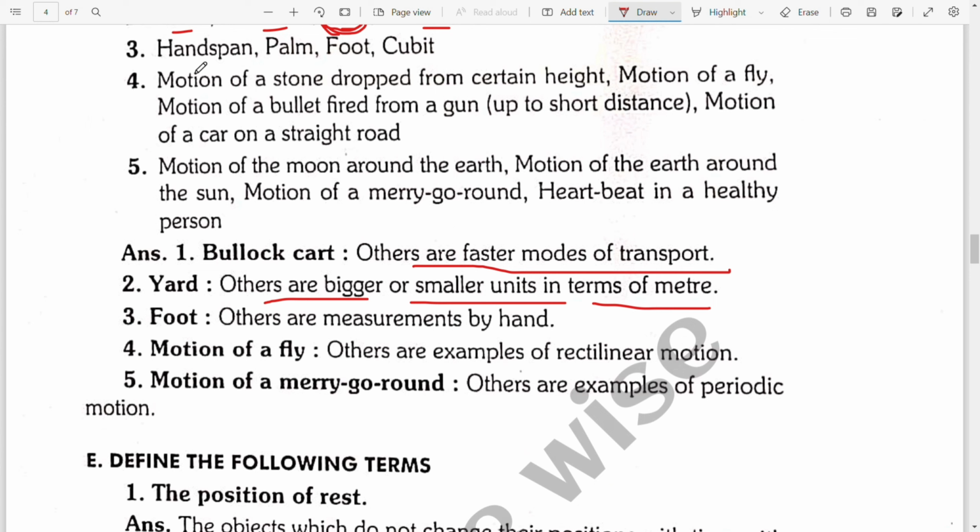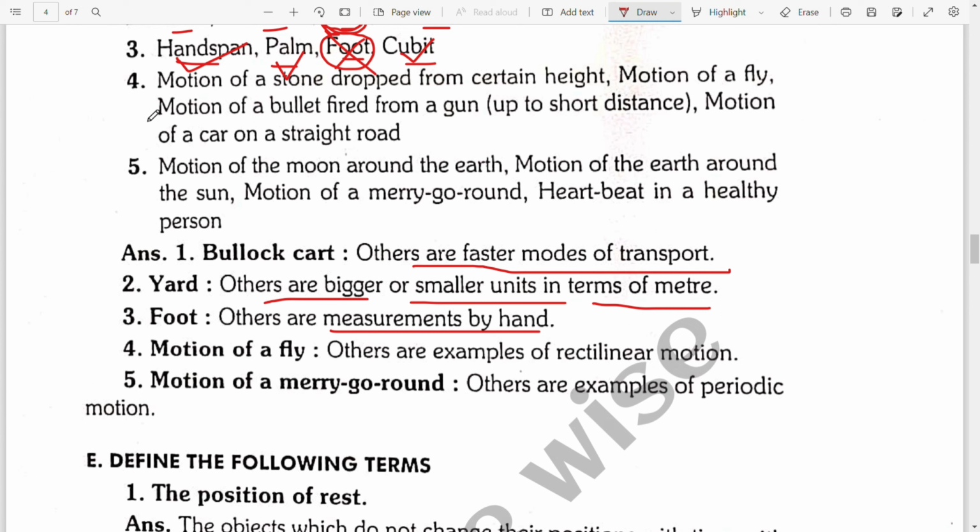Third: hand span, palm, foot, cubit. Foot is the odd one out. Why? The others are measurements of the hand. Hand span is the measurement of hand. Palm is the measurement of hand. Cubit is the measurement of hand. But foot is the measurement of your feet and leg. So it is the odd one out.